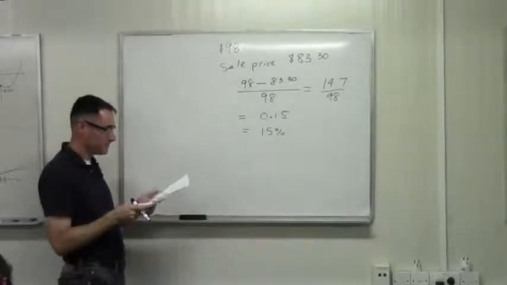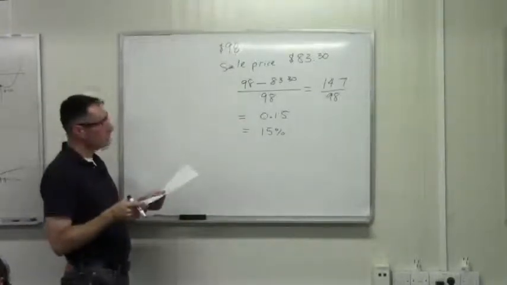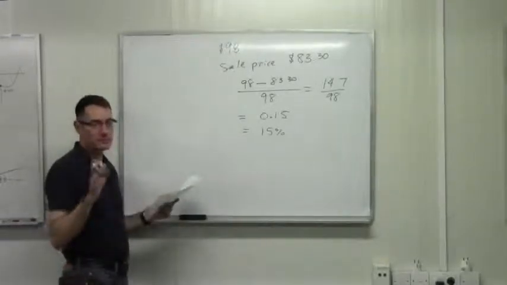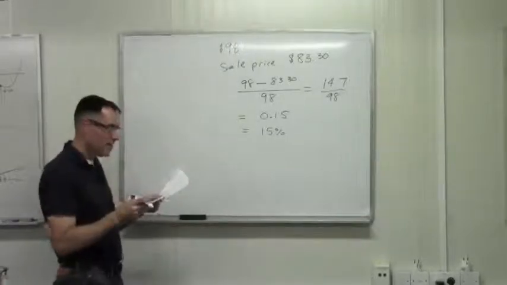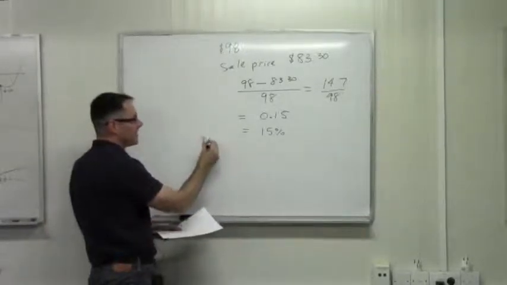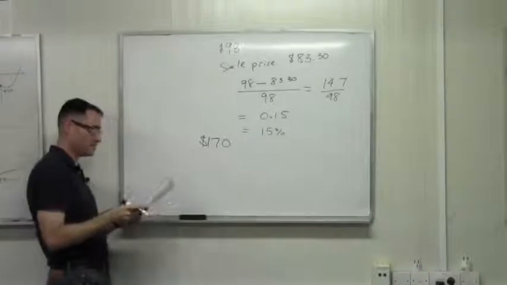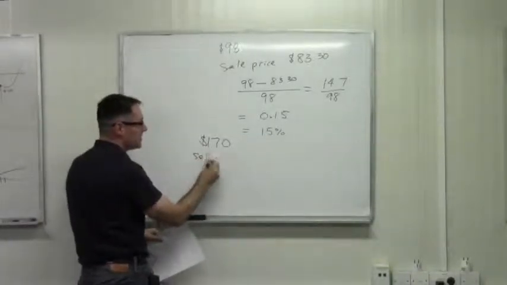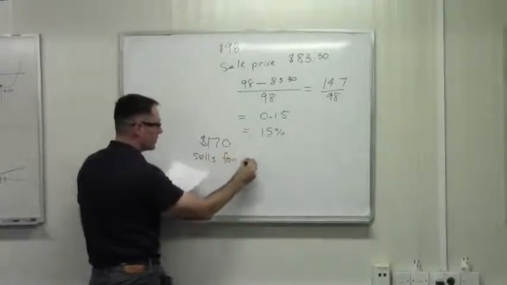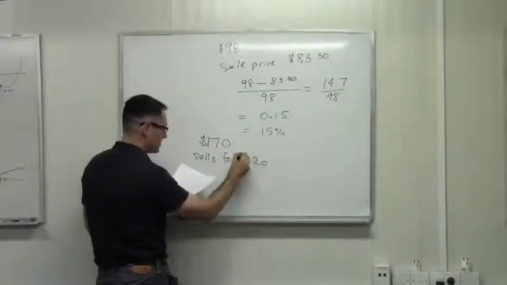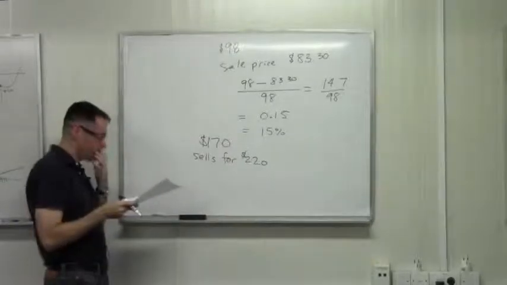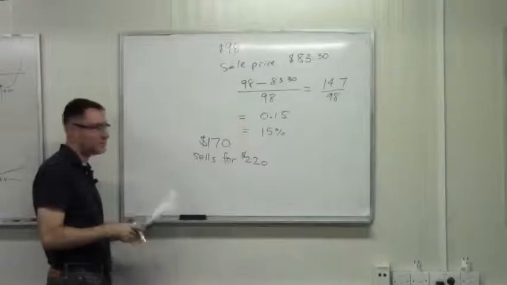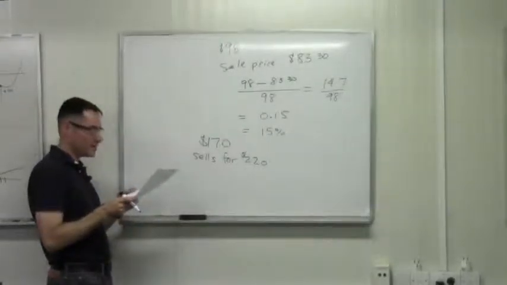Good. Okay. So let's say a manufacturer of some sort of widget, whatever a widget is. He can make them for $170 each. They're expensive. But then he sells them for $220 a piece. What is the markup? In other words, what percent does he mark it up? Or what percent increase is there?